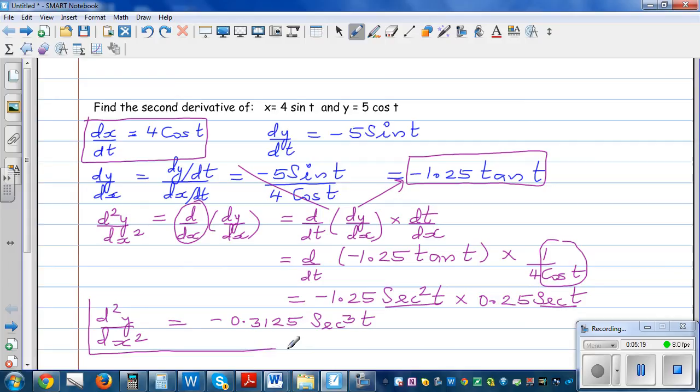Okay, and if you want to write this in cos, because on your calculator you don't have a key for sec, this is the same as minus 0.3125, and the reciprocal of sec is cos, so that's divided by cos cubed t. And then you can use your calculator to check what will be the gradient when t is 0, say. Okay, so is the function defined? Yes, the function is defined at 0, so that's how you can check your answer.